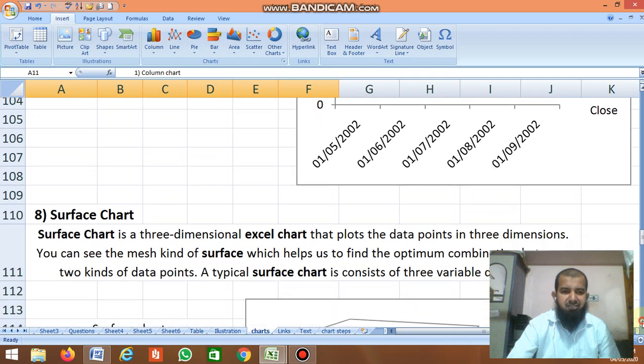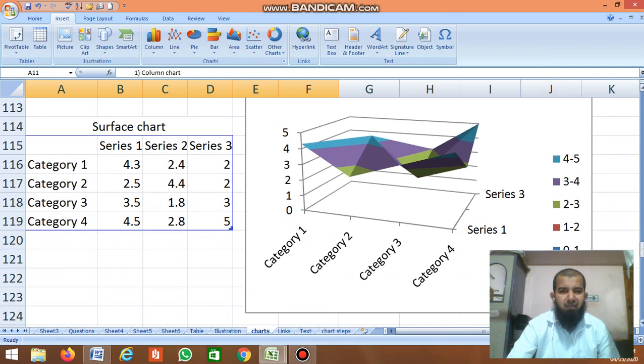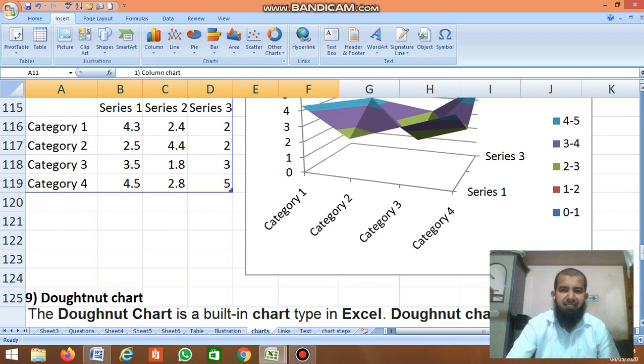Next, surface chart. A surface chart is a three-dimensional Excel chart that plots the data points in three dimensions: X, Y, and Z. You can see a mesh-like surface, which helps us find the optimal combination between two kinds of data points. A typical surface chart contains three variables: series 1, series 2, series 3. Clear, no? This is 3D.